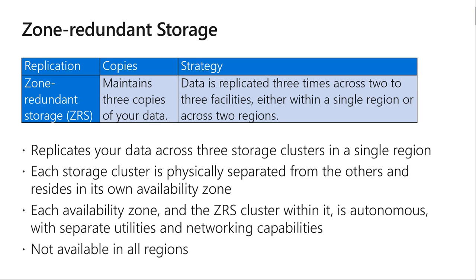Now we talk about the availability zone, which we also covered in previous sessions. Each availability zone and the ZRS cluster within it is autonomous, with separate utilities and networking capabilities. Storing your data in a ZRS account ensures that you will be able to access and manage your data if a zone becomes unavailable. ZRS provides excellent performance and low latency. It's one of the better options, and I have to say it's the most popular one.